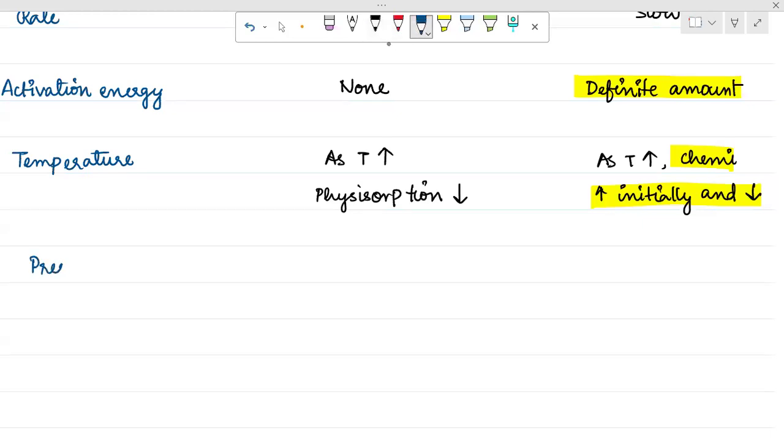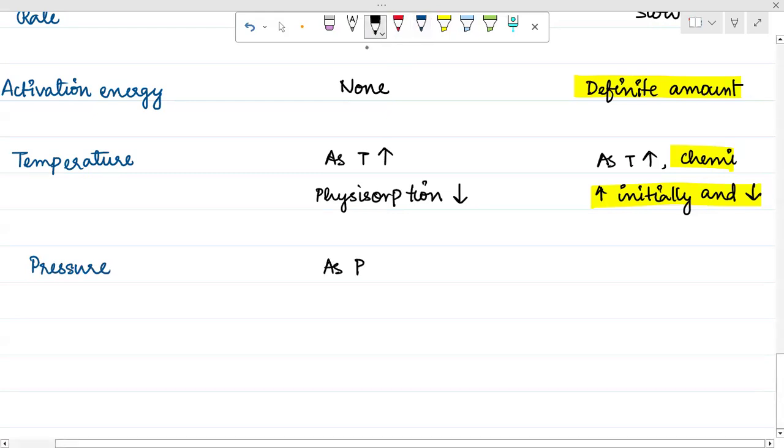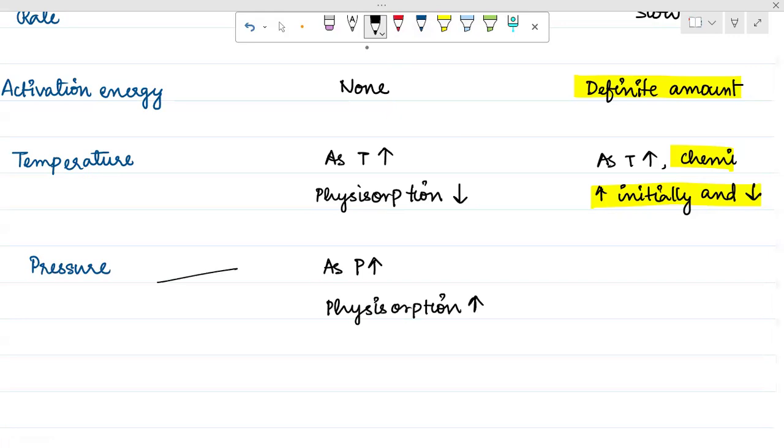Second last one, pressure. As pressure increases, physisorption also increases. Why? Because you have a solid surface and a gaseous molecule, and you are pushing the gaseous molecule closer to the solid surface, so the adsorption becomes easier. So as pressure increases, physisorption increases, and for chemisorption, there is no effect.